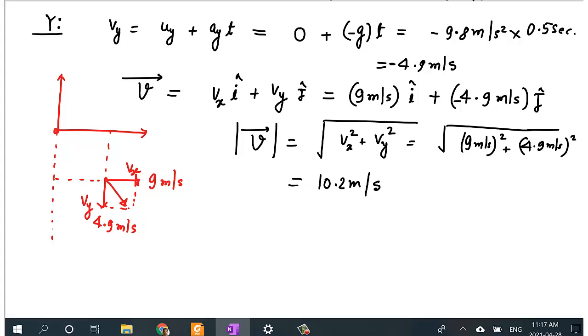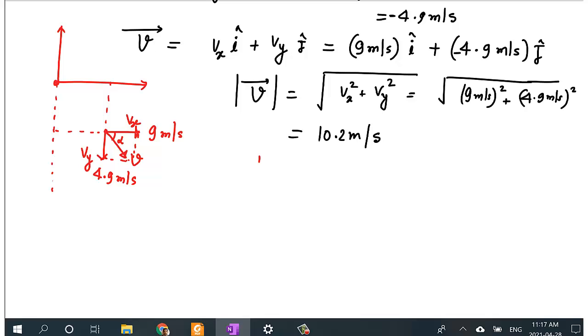We can also calculate the angle. Let's call this angle alpha, for the time being. That is the angle of the resultant velocity vector from the horizontal. So we can write tan alpha, and tan alpha in this case is nothing but Vy divided by Vx.